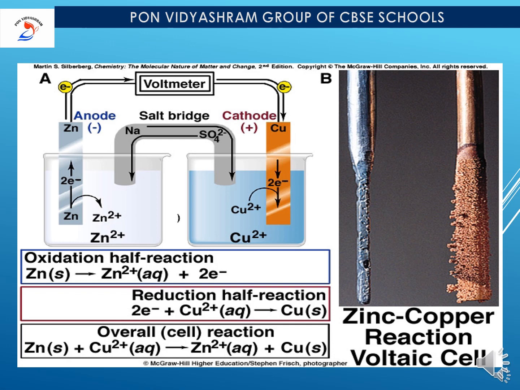Now the next one is these two containers are connected with a salt bridge. Already we have studied so many points about the salt bridge. Here the salt bridge can be filled with either potassium chloride or ammonium chloride or sodium sulfite.